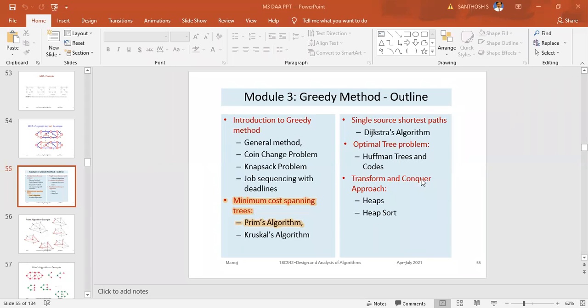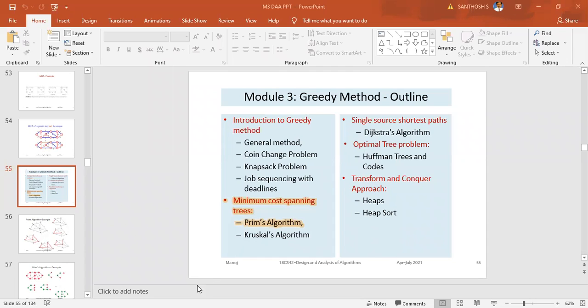Okay. Once again, good morning. So this is the video lecture on design and analysis of algorithms. We are currently discussing module 3, that is greedy method. The topic we are discussing is minimum cost spanning tree. In that we are discussing two algorithms. One is Prim's algorithm, the other one is Kruskal's algorithm. Today we are discussing Prim's algorithm.